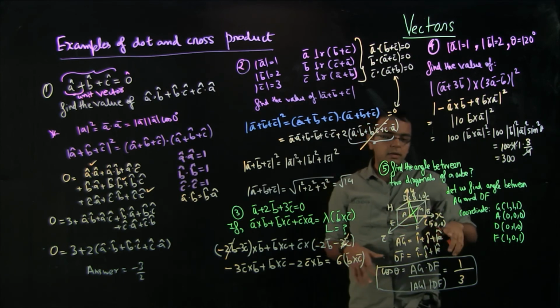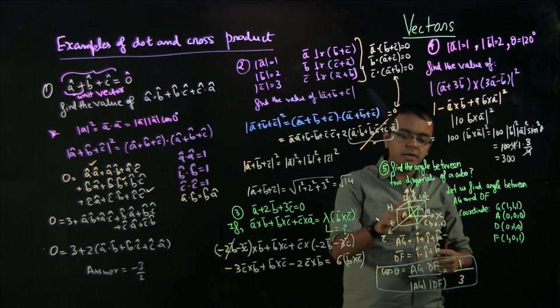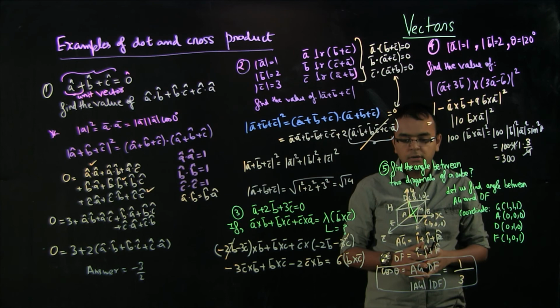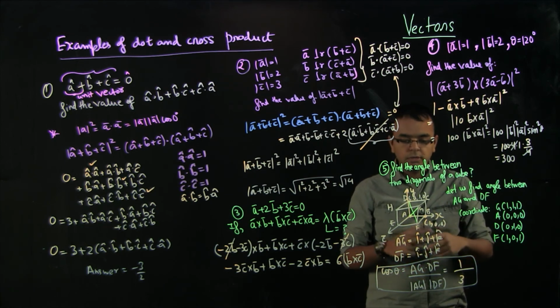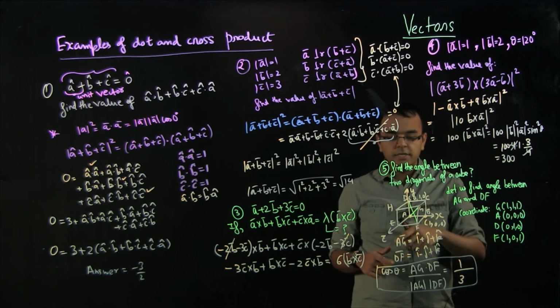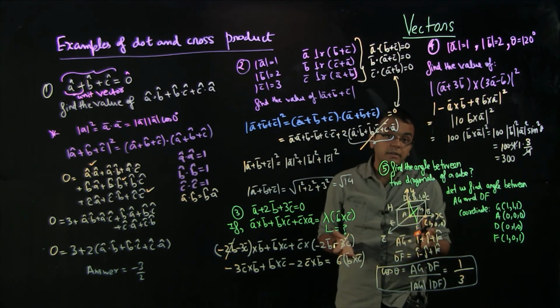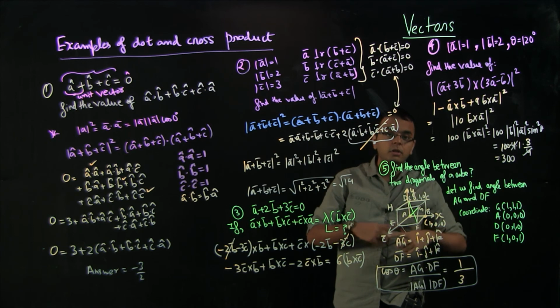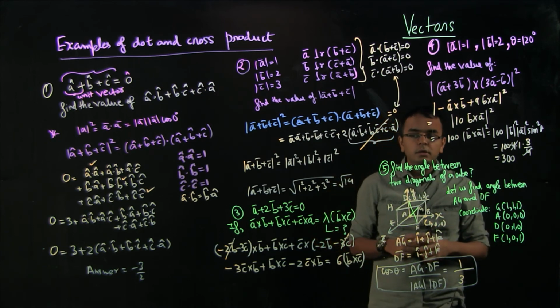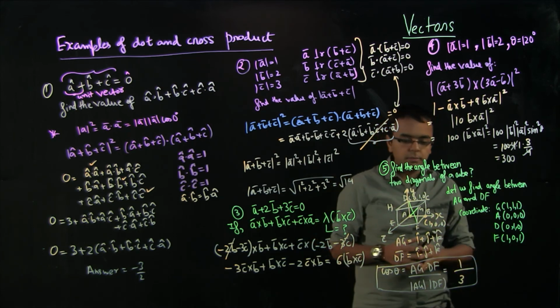I have done here one pair of diagonals, AG and DF. Maybe you can try two other diagonals, maybe AG and CE. You should try that as one of the examples, and you should convince yourself that cos theta will also come as 1 by 3.